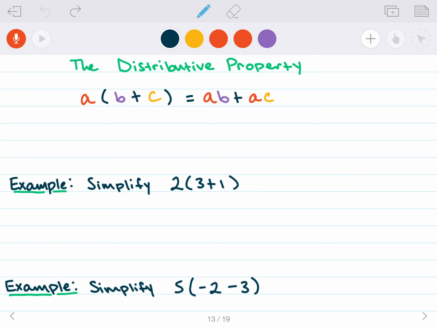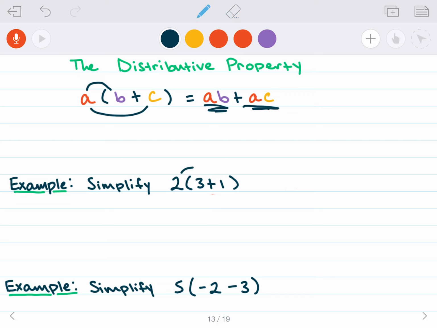So basically what we do is we take the number on the outside, multiply it by the first number, a times b. Then we take it and multiply it by the second number, so a times positive c. Okay, and that's all it is really. So let's do some practice. Now, this wants us to simplify this number. Keep in mind, I want to just show you real quick that PEMDAS says to do what's in parentheses first, which gives us 2 times 4, and 2 times 4 is 8. Now, we can get the same exact answer with the distributive property.